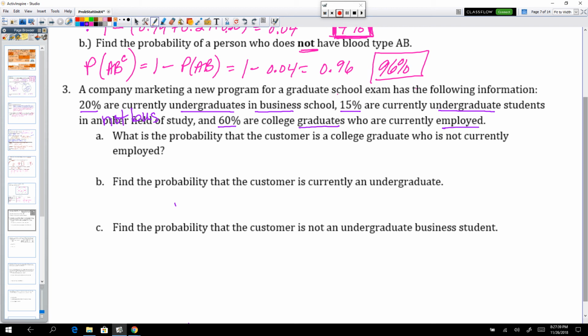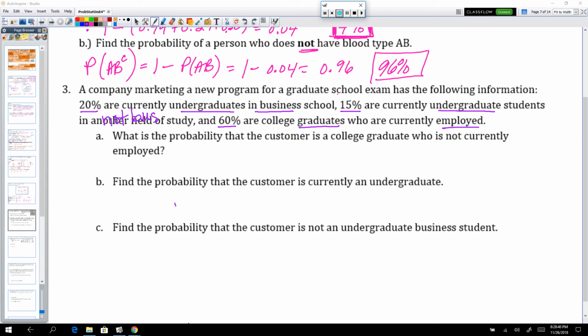Now, the trickiness, again, is in the wording of this, and so I want to make this a little bit clearer, hopefully make a little bit more sense to you, and explain that there's only 4 types of people in this problem. Okay, so if you didn't already read that into this paragraph, there's 4 types of people. There are the undergraduates who are in business, the undergraduates who are not in business, the college graduates who are employed, and the college graduates who are not employed.